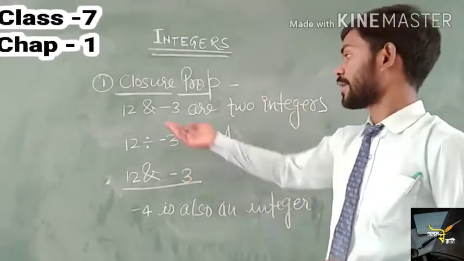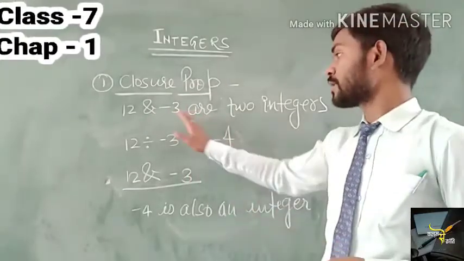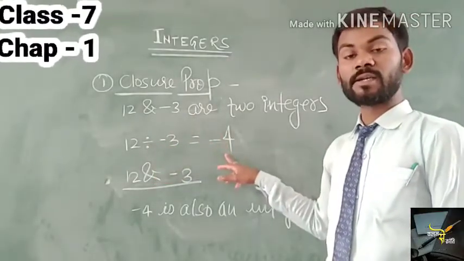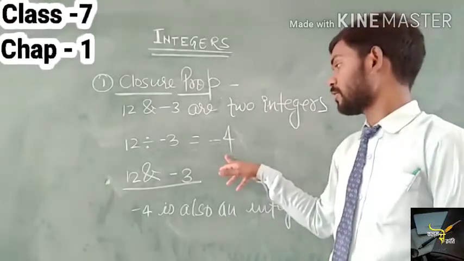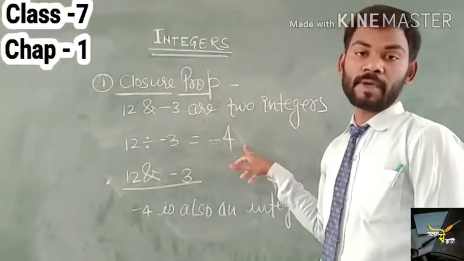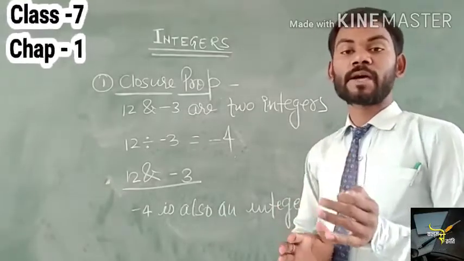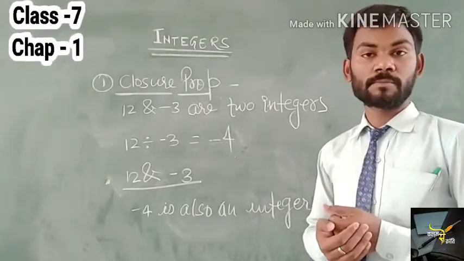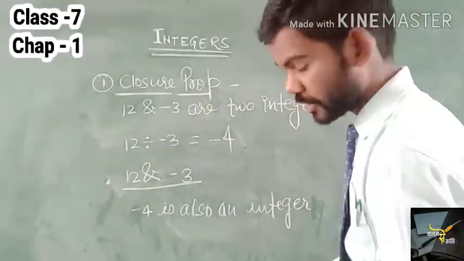Because here we have taken two integers, and when we combine these two integers with the operation of division, we again get the next, that is the third number, as an integer. Therefore all these three integers belong to the same family. Therefore we can say that integers satisfy closure property under the operation of division. Now the next is commutative property.